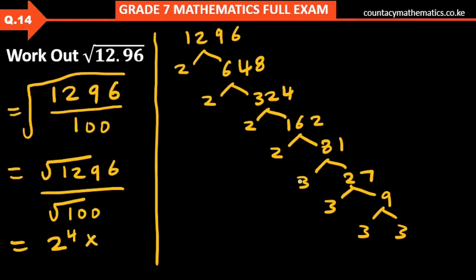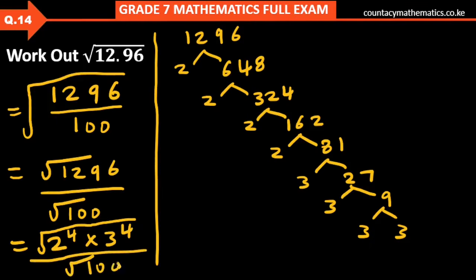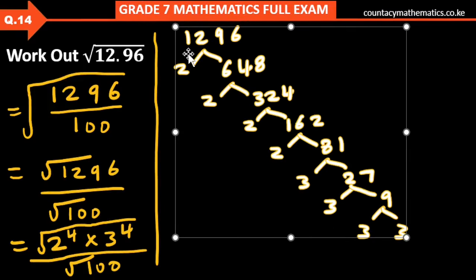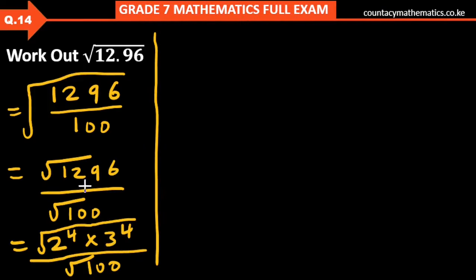And then we multiply by, we have 3 here. So how many 3s are these? We have 1, 2, 3, 4 of them. And then remember that this is the square root. So you see 1296 is equivalent to 2 to the power 4 multiplied by 3 to the power 4. But remember, we've got the square root of 100 like that. So this one, we might not need it as much for now because we have been able to express 1296 in terms of its factors. So we go ahead and work out with this.